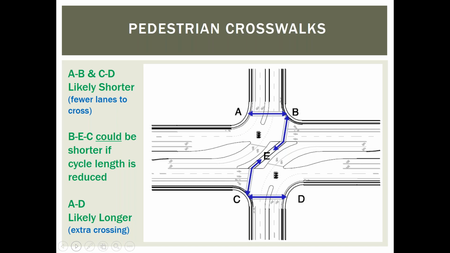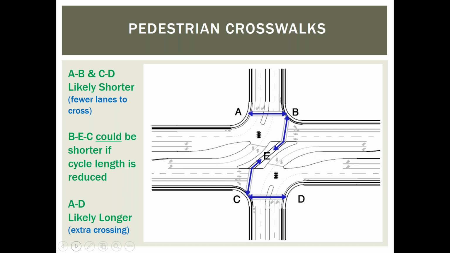So for example, if I'm just crossing the minor street approaches, if I'm going from A to B or C to D, that's likely going to be shorter because it's fewer number of lanes to cross, and more likely less delay for the signalization. I probably have, with a 2-phase signal, more walk opportunities in a given time period. So from A to B or C to D, there's probably an advantage to the pedestrian from the signalization standpoint.